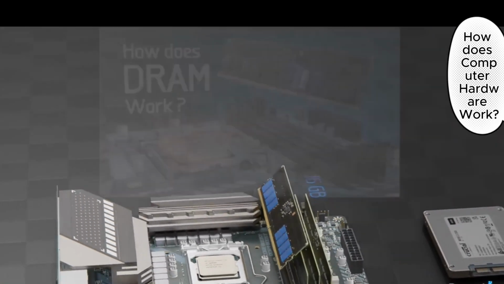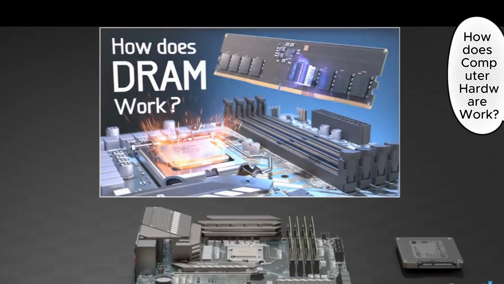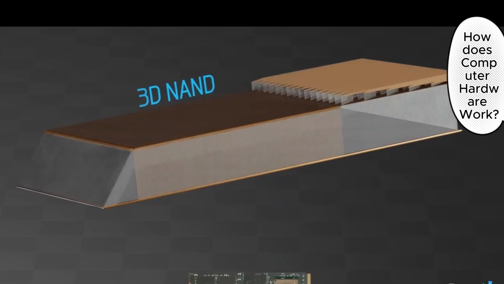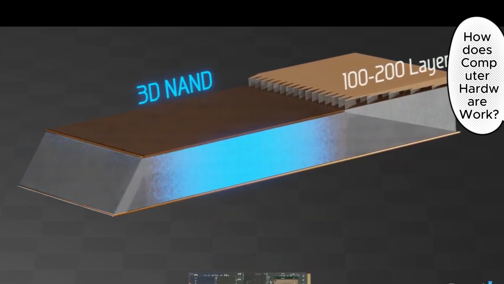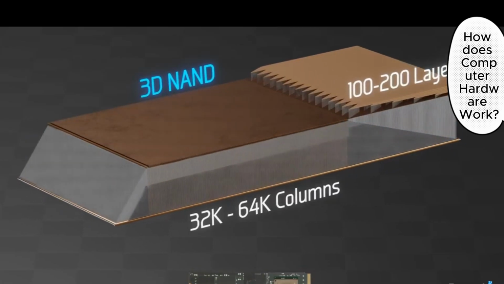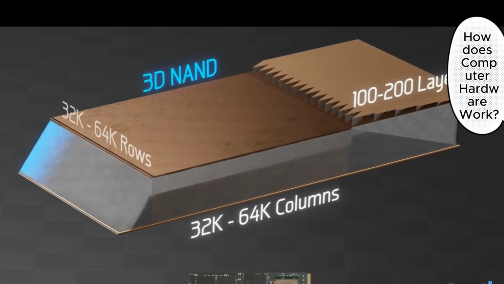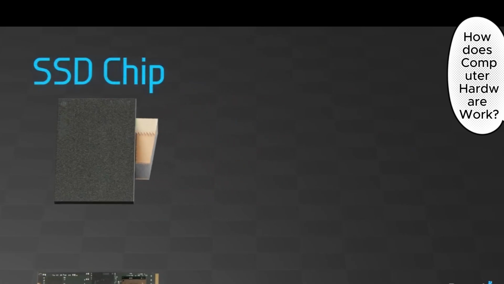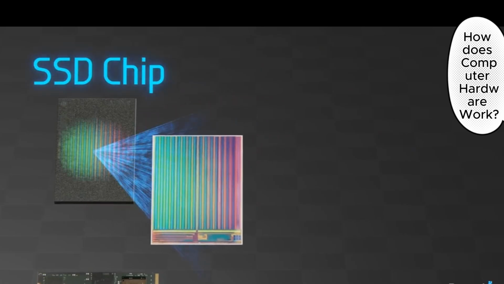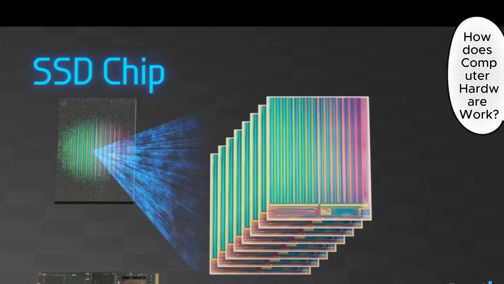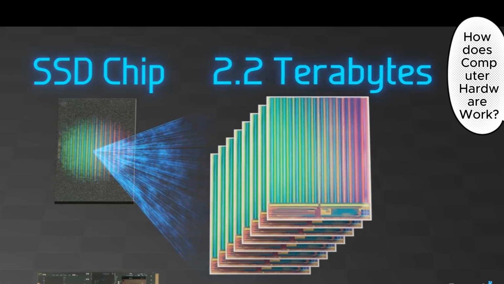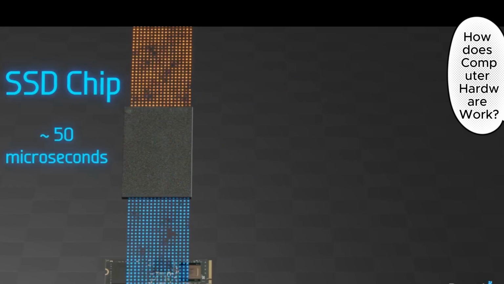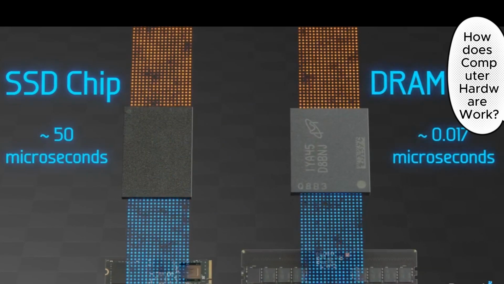Take a look at our 35-minute video on DRAM. But for now, let's move on to SSDs, which permanently store data in 3D arrays called 3D NAND. This array is 100 to 200 layers tall, 32 to 64,000 columns wide, and 32 to 64,000 rows deep. Additionally, within a single SSD chip such as this one, are multiple 3D NAND arrays stacked one on top of the other. As a result, a single microchip can store terabytes of data. However, reading or writing data takes 50 or so microseconds, which is 3,000 times slower than DRAM.